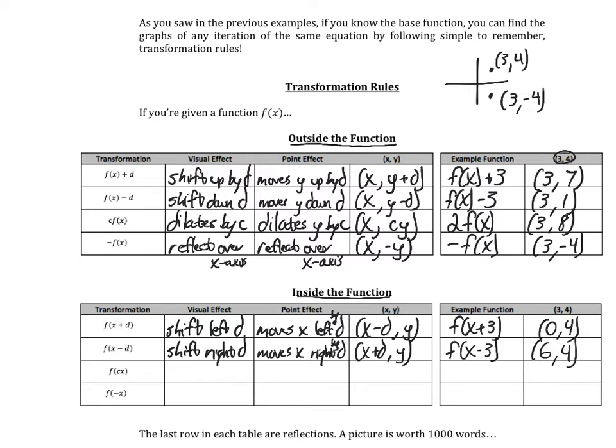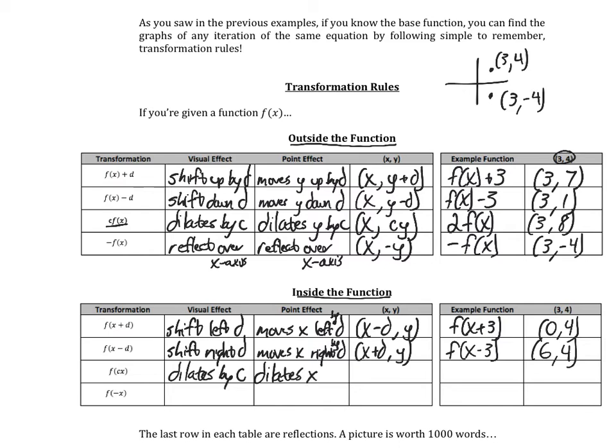F of cx, that means we have a dilation on the inside. Okay, it's a little bit tricky. We're not going to see a lot of these, but I do want you to be familiar with it. It's going to dilate the graph by c, just like c f of x did up here. Okay, but notice the c is now inside the parentheses. It's considered inside the function. So instead of dilating y, it's going to affect the x value.